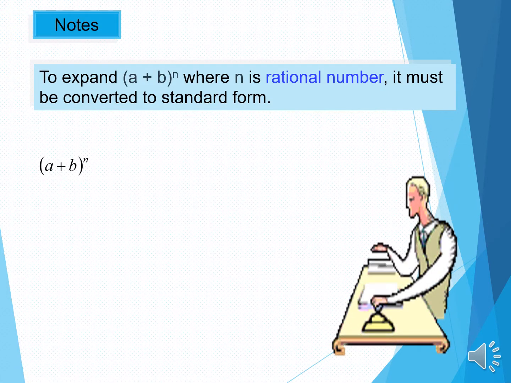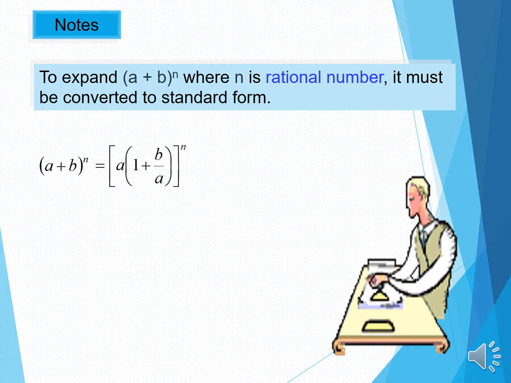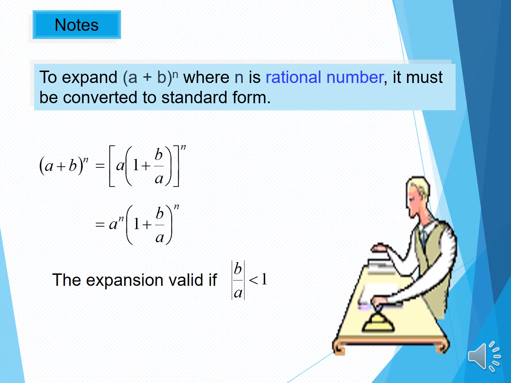To expand (a + b) to the power of n, where n is rational number, it must be converted to standard form. (a + b) to the power of n. First, you have to factorize for a, so become a(1 + b/a) to the power of n, equals to a to the power of n (1 + b/a) to the power of n. The expansion valid if modulus b over a less than 1.